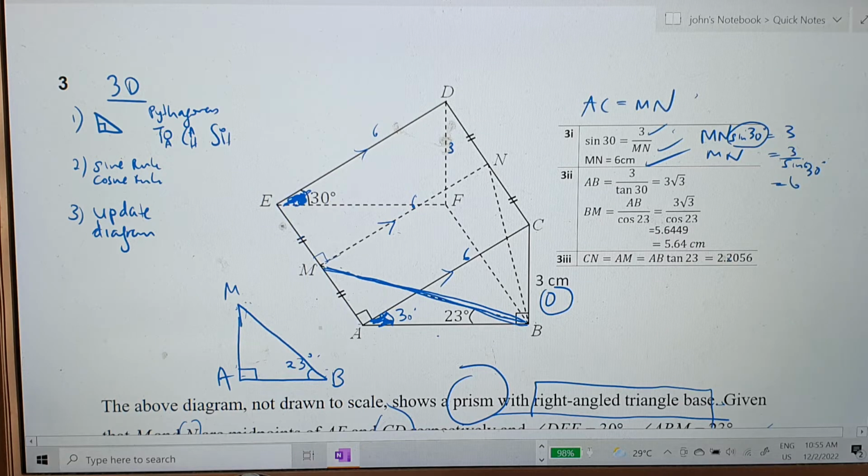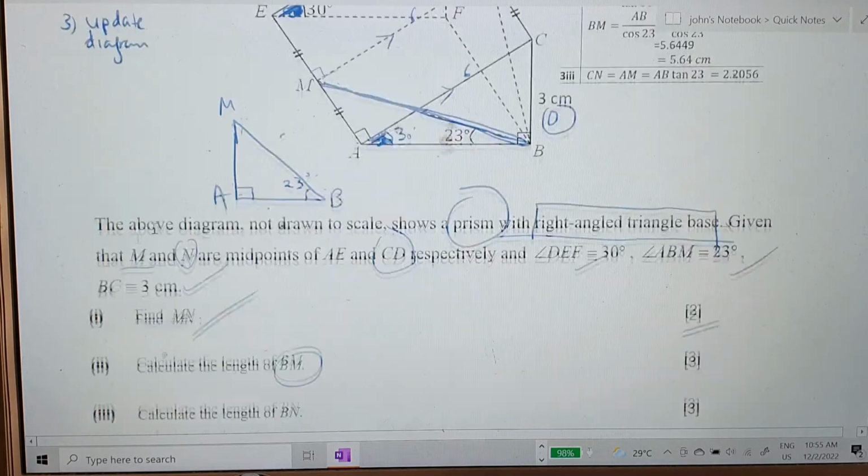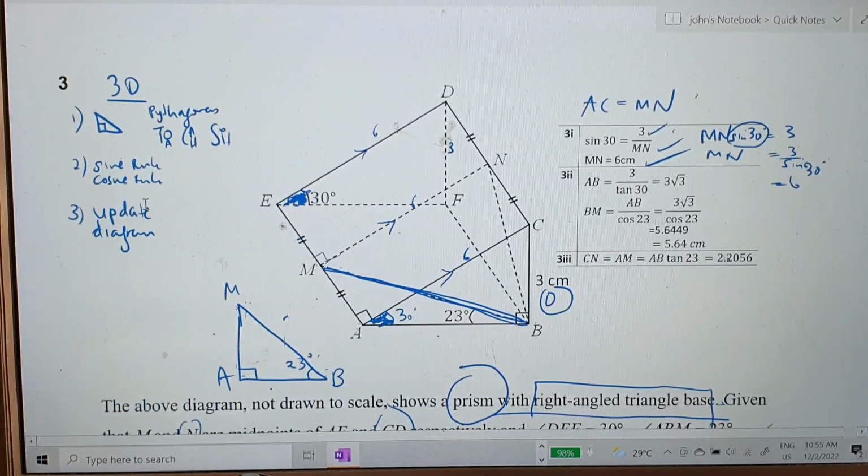So never mind. As long as I can find this or this or this, either one of them. Oh, sorry. I want to find BM, right? As long as I can find this or this, right? I can find this one already. Because I already know this angle, you see? So how do I do it? Okay, you ask yourself, are you able to find AM? AM is half of AE. Do I know? I don't know.